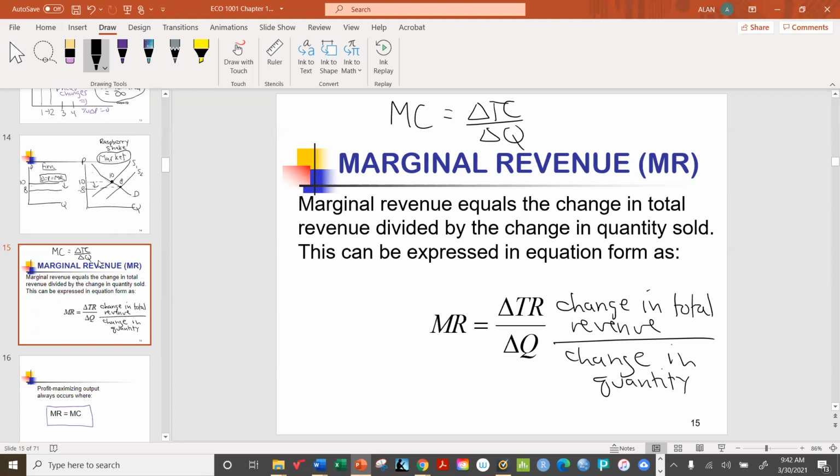All right, so up here, a quick reminder, this is the change in total cost over the change in quantity.